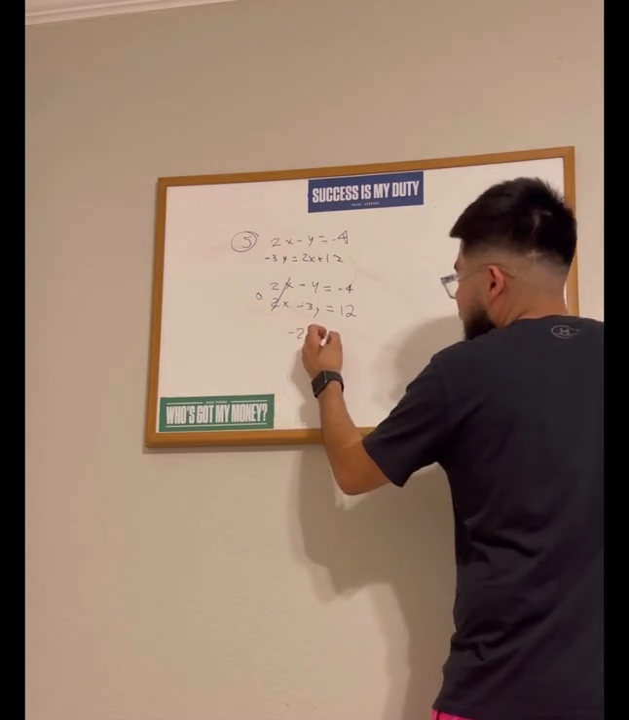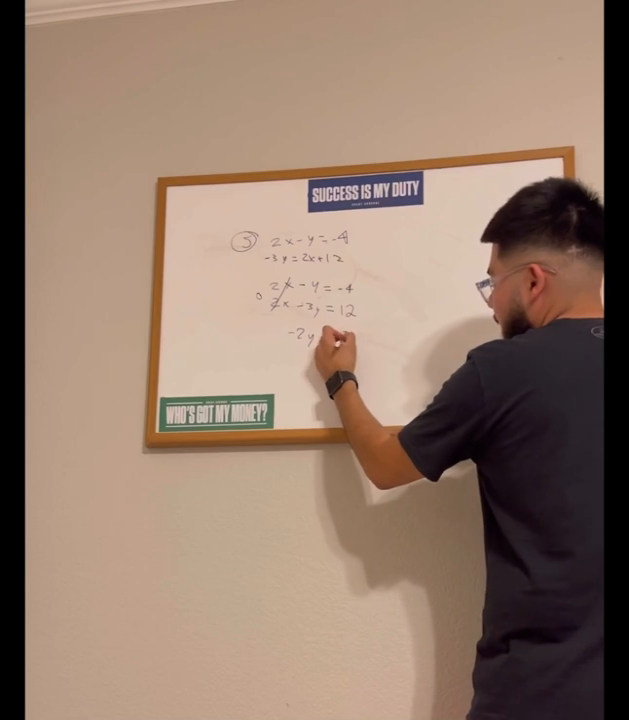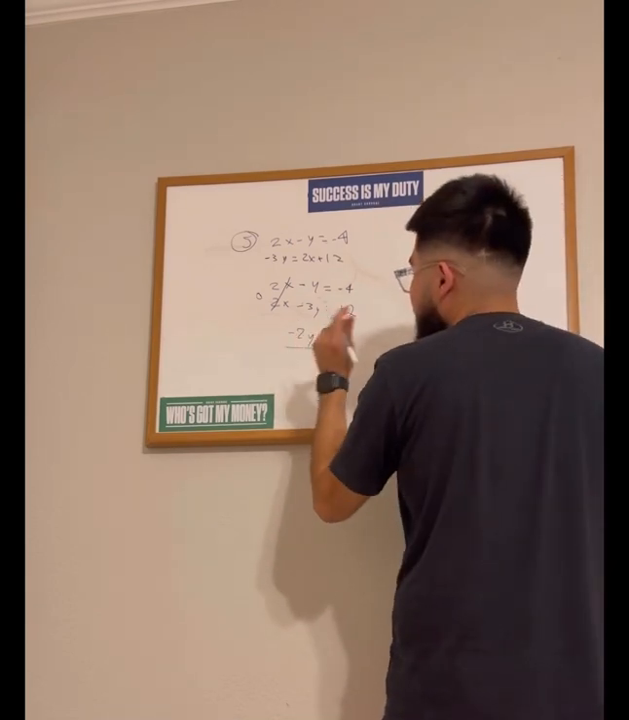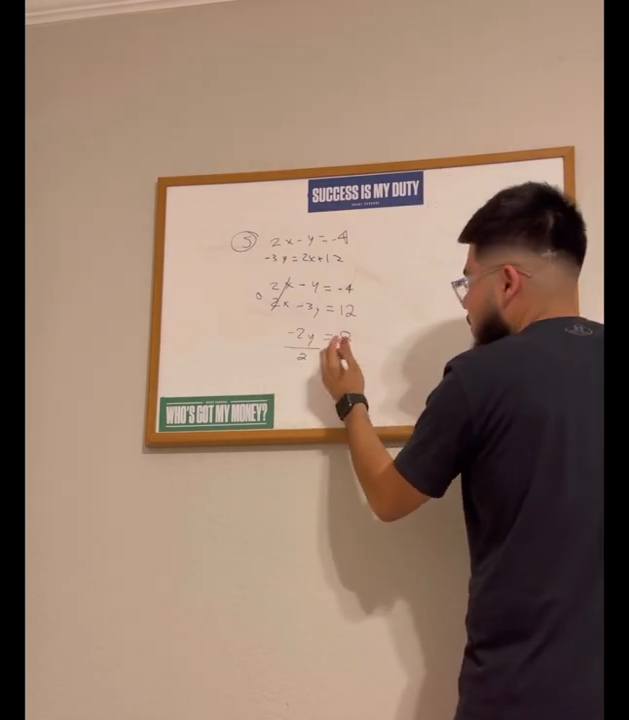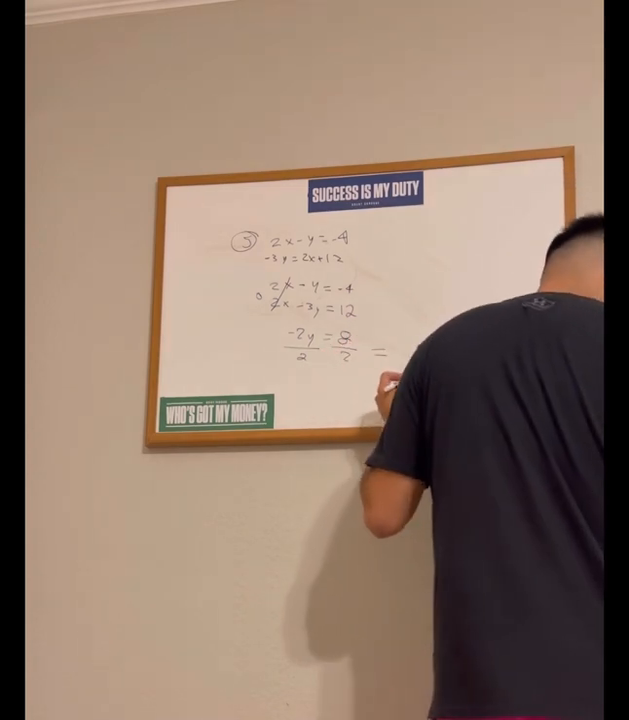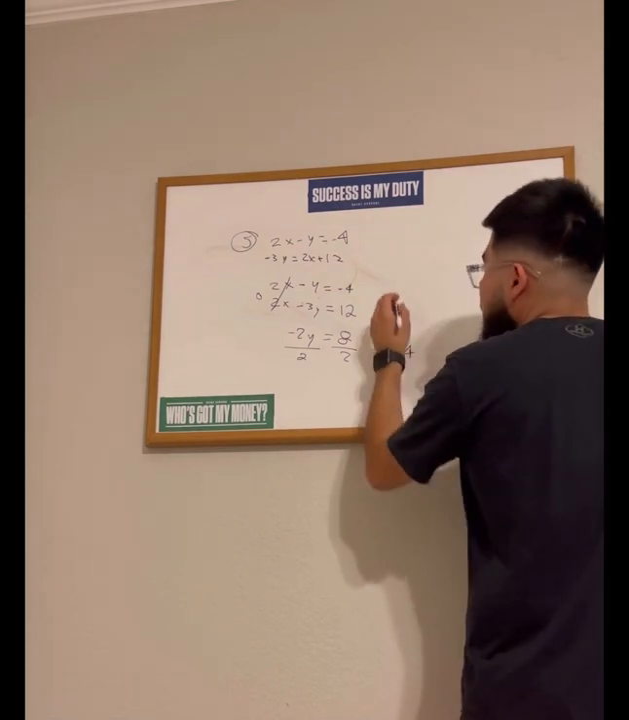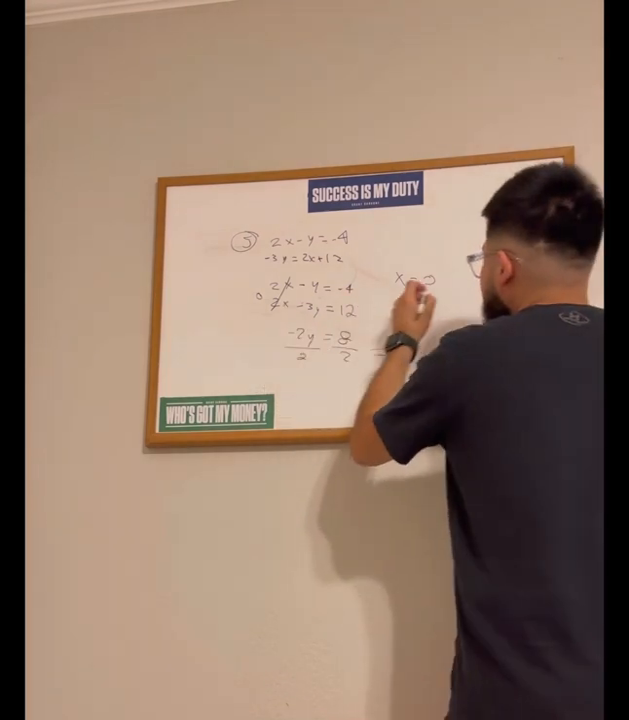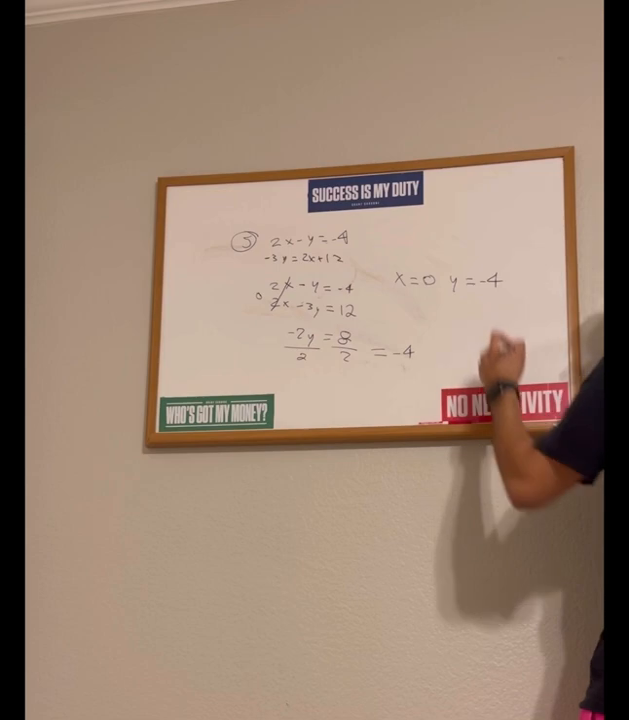So right here, it goes minus 4 plus 12. The only final step you have to do is divide by 2, divided by 2, and the other one is 4, is minus 4. So x is 0 and y is minus 4.